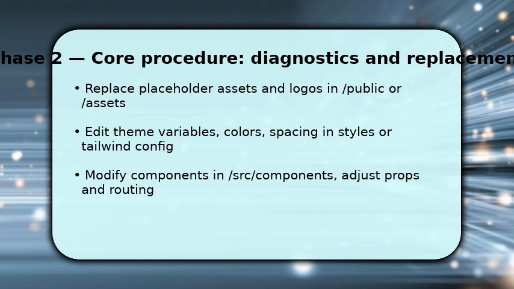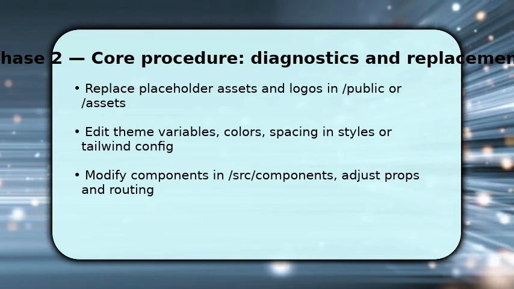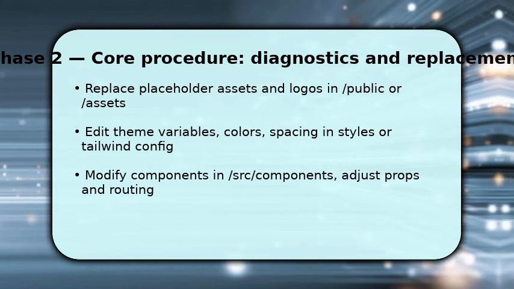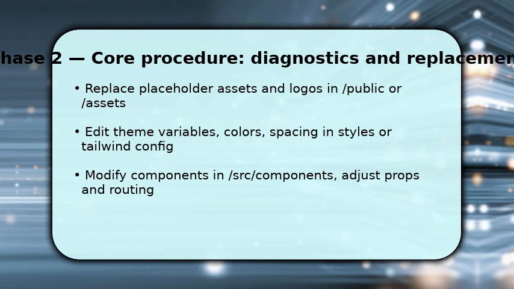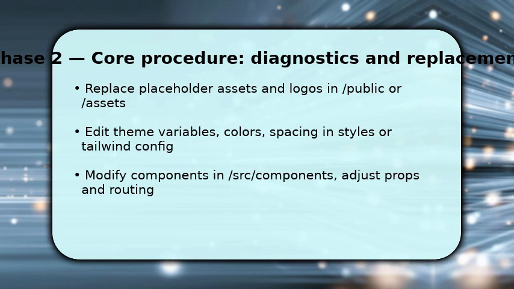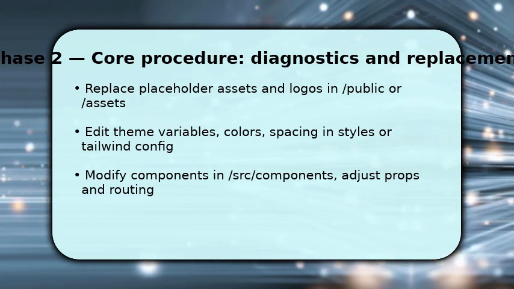You now customize the middle layer: components, theme, and routes. Replace logos and images in public or assets so brand visuals match. Then adjust theme variables, colors, fonts, spacing, in the styles file or Tailwind config, because global tokens propagate changes everywhere.